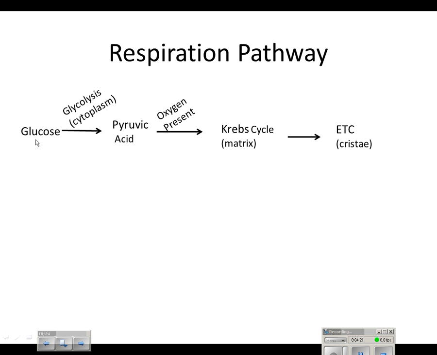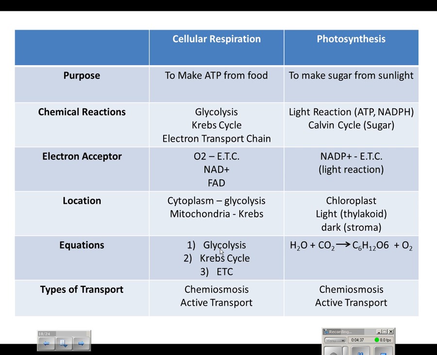So we start with glucose from foods we eat. Glycolysis happens, which is the anaerobic stage, forms pyruvic acid. That pyruvic acid, in the presence of oxygen, will move to the Krebs cycle, and then the products from the Krebs cycle also move to the electron transport chain.